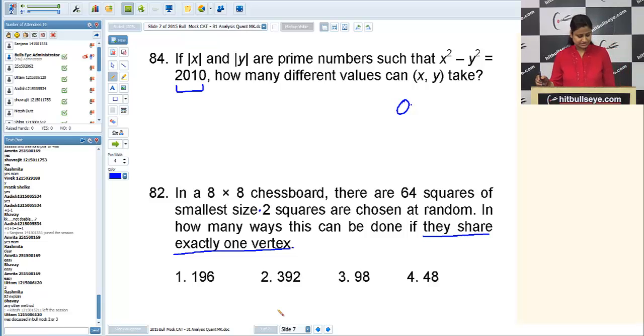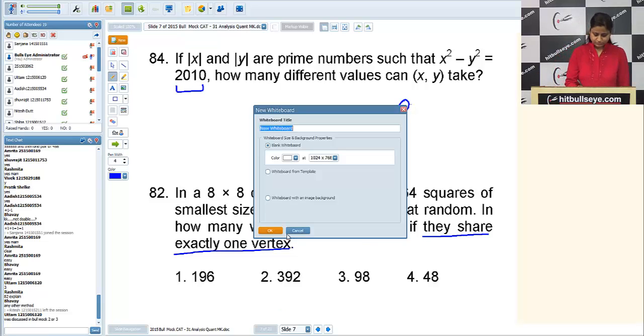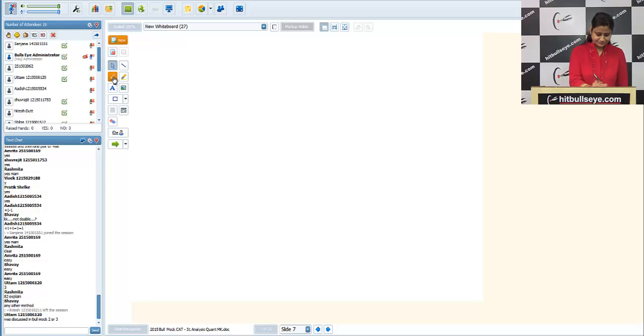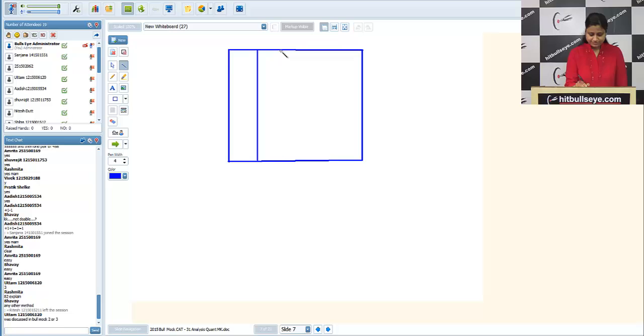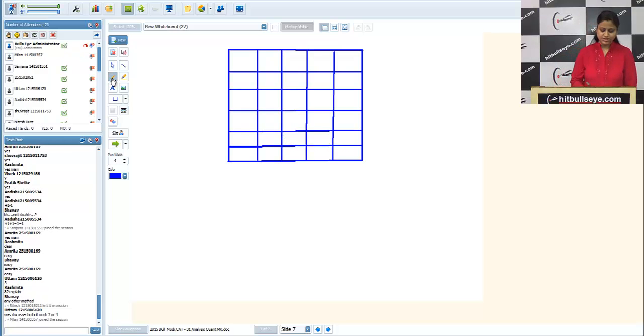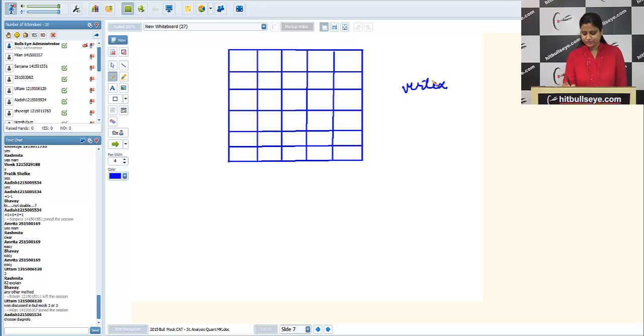Exactly one vertex. So let us see. Let us take a chessboard. I'm taking a smaller one. It says they share exactly one vertex. There are 2 or 3 kinds of questions made on a chessboard. One is of vertex, one is of edges. So this was of vertex. They share exactly one vertex.